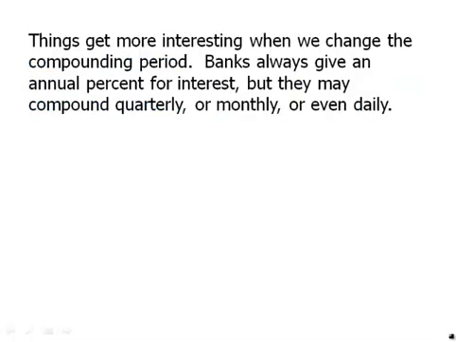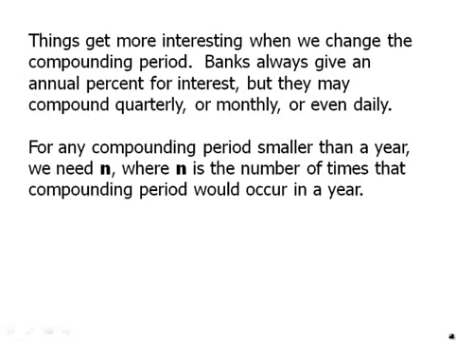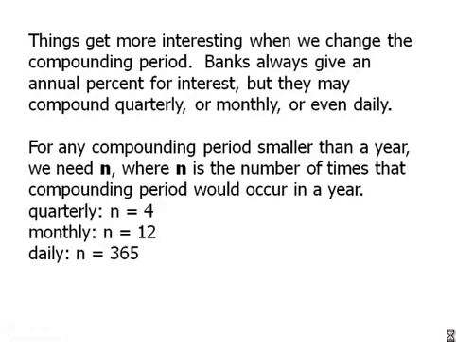Things get more interesting when we change the compounding period. Banks always give an annual percentage interest, but they may compound quarterly or monthly or even daily. For any compounding period smaller than a year, we need N, where N is the number of times that compounding period would occur in the year. So for example, quarterly, that means N equals 4. We're compounding 4 times a year. Monthly, N equals 12. We're compounding 12 times a year. Daily is 365. We're compounding 365 times a year.